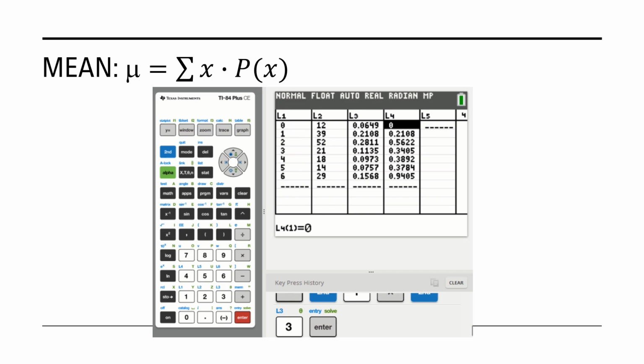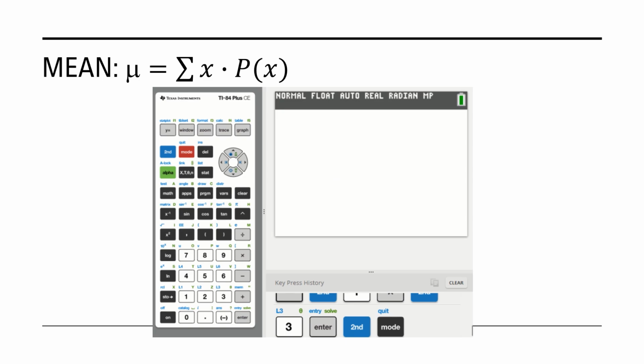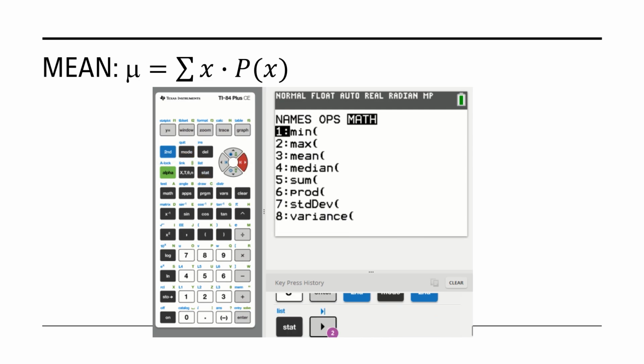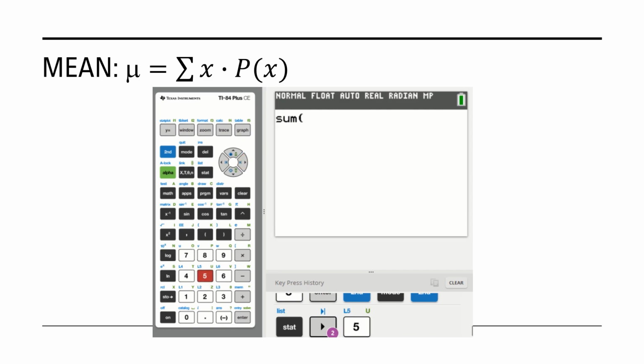But the last thing that I need is the sum, which we've already figured out how to do. But I'm going to go to my home screen since I don't need all the individual values. I want it to add up the grand total. So on my home screen, second mode will quit and go back to the home screen. Then I'm going to go to second, stat for list, go over to math, number 5, sum of, and we just put all that in L4.